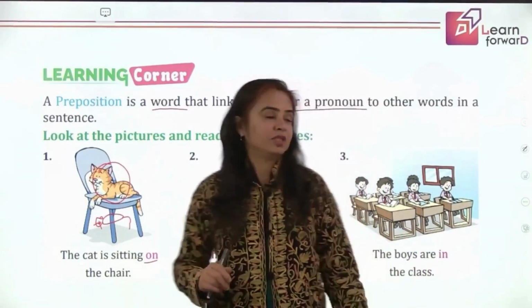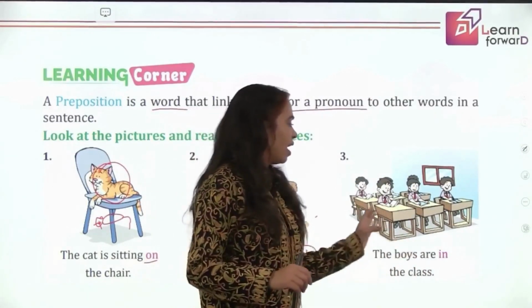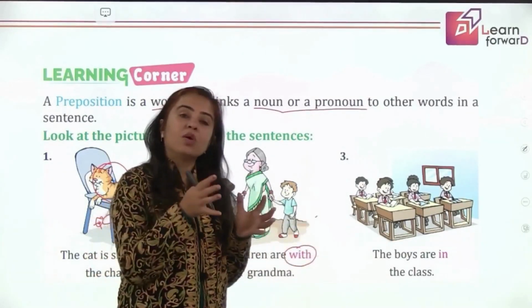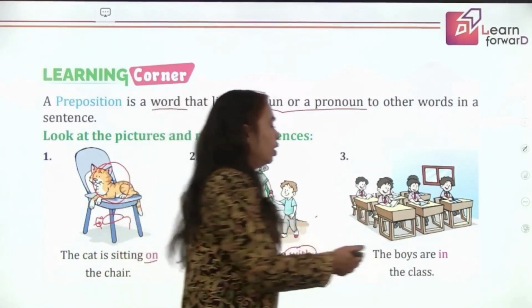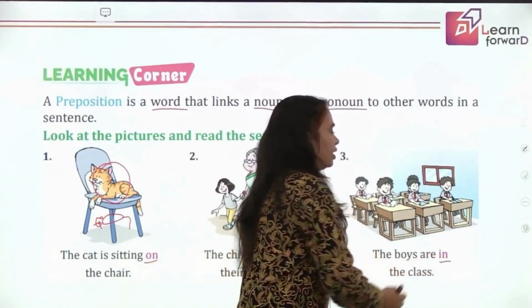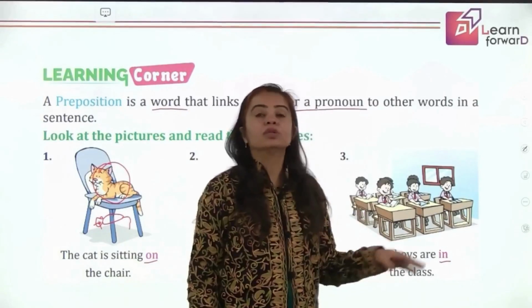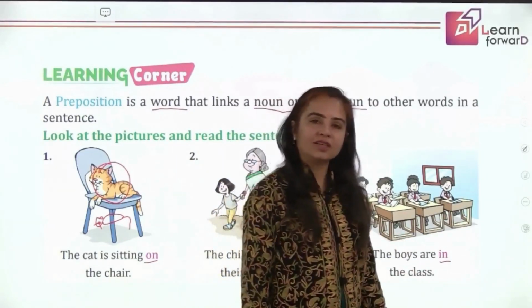Let's see another picture here. The boys are, where are they? The boys are in the class because they are already sitting inside. So, in tells you the relation of the boys with respect to the class. So, that is your preposition again.